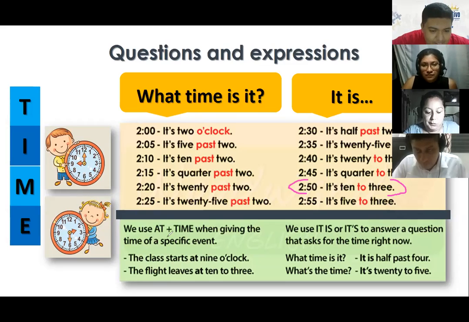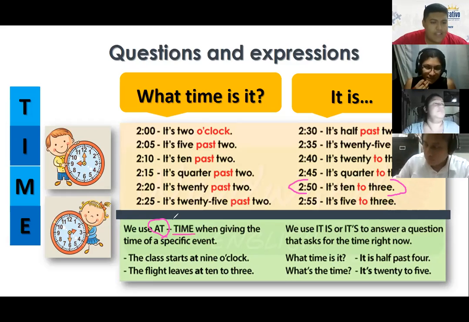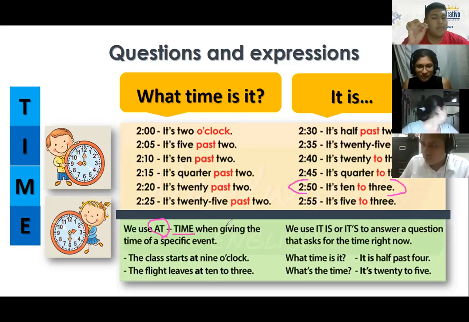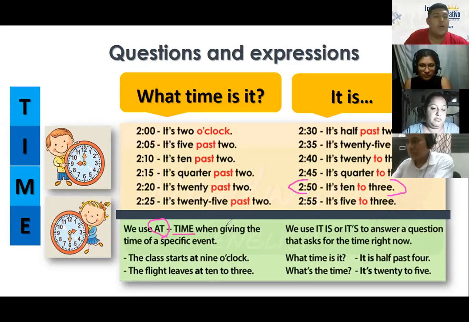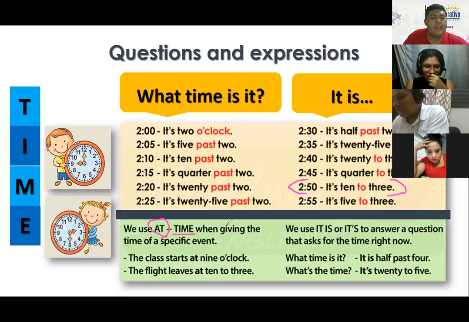We use at, esta combinación, at, y luego el time. We use at, and then the time, when giving the time of a specific event. Cuando damos el tiempo específico de un evento. The class starts at 9 o'clock. Entonces yo sigo mi regla: uso la preposición at, luego especifico el time.